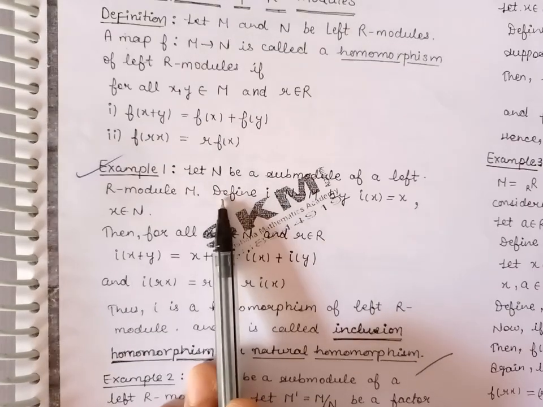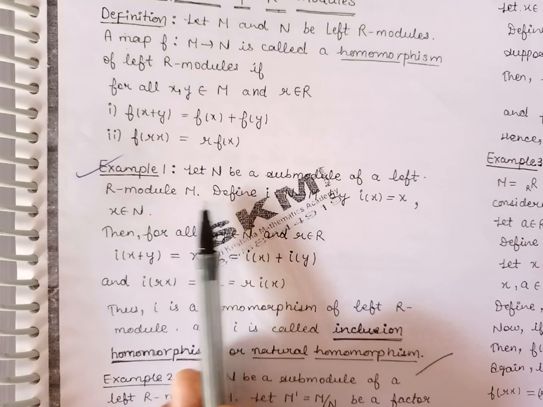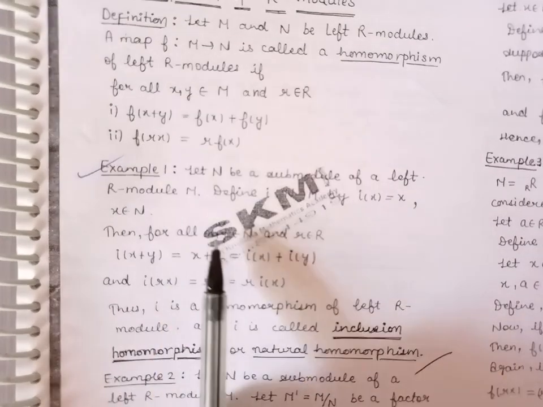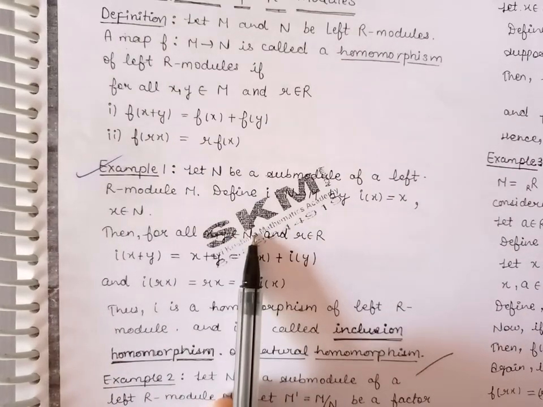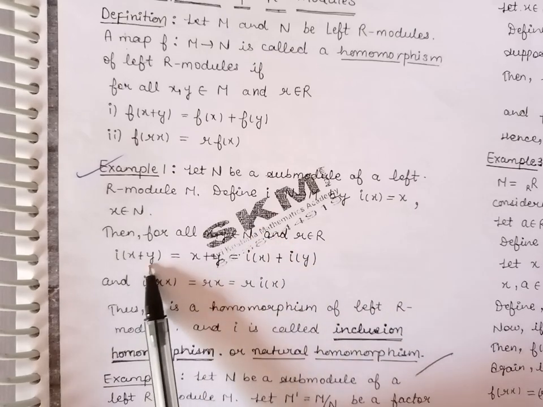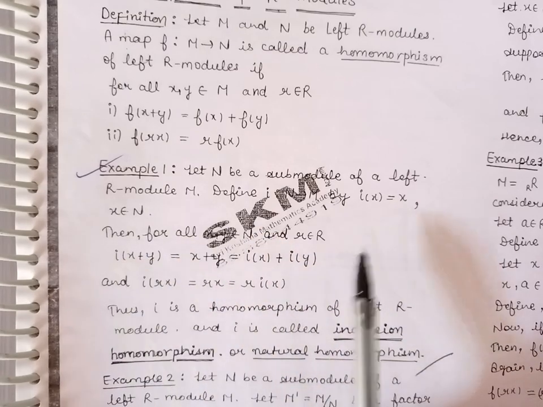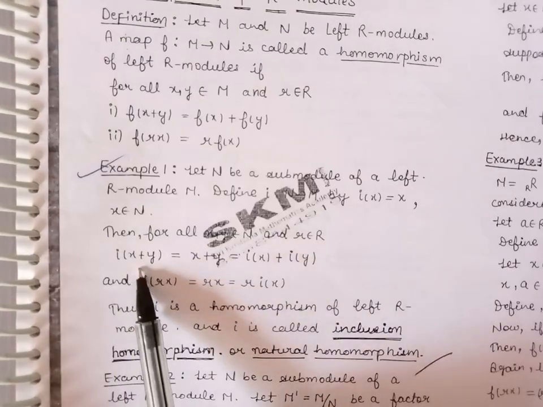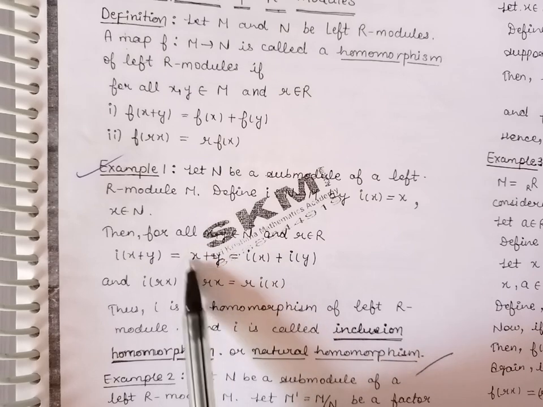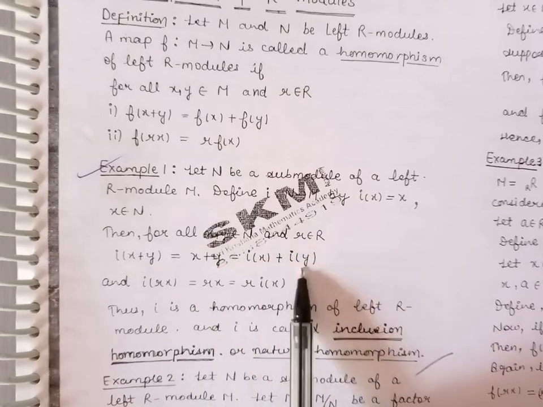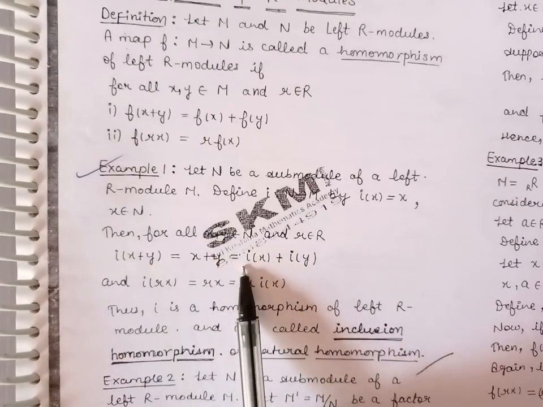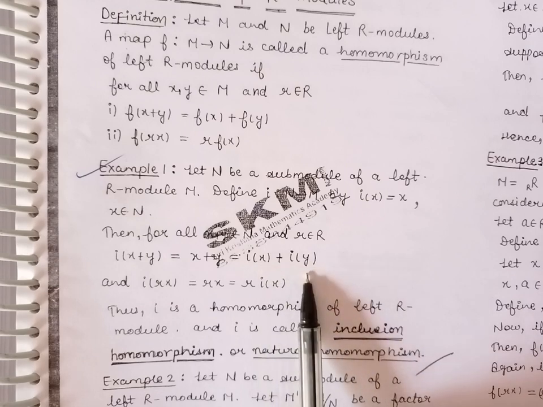Now let us prove this is a homomorphism. So we are to verify these two conditions. In the first condition, let us take two elements x and y belonging to N, and we find the image of x plus y under this mapping i. Now by the definition of this mapping, the image of x is x. So the image of x plus y will be x plus y. Now x is i of x, y is i of y. So we have proved the image of x plus y is the same as the image of x plus the image of y. So our first condition is satisfied.